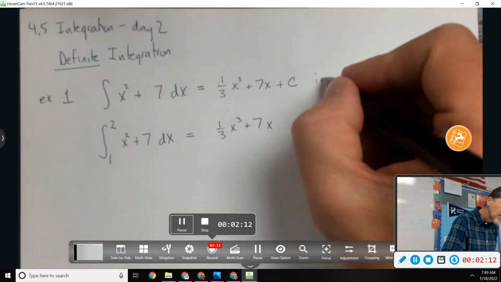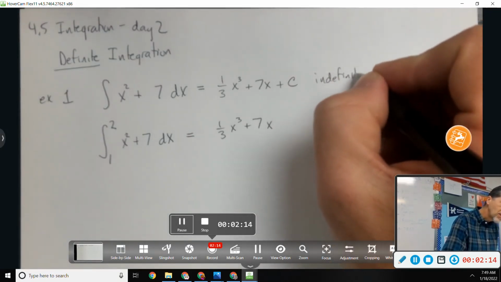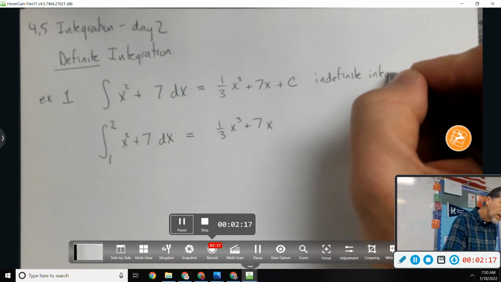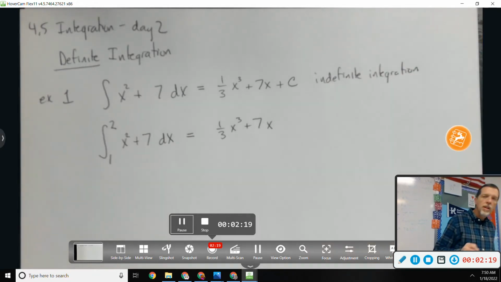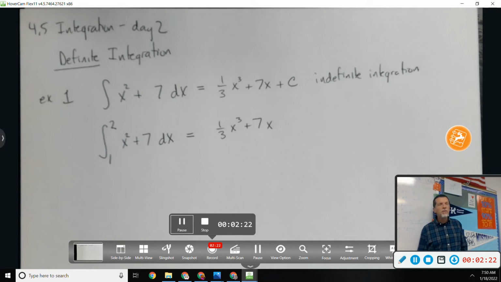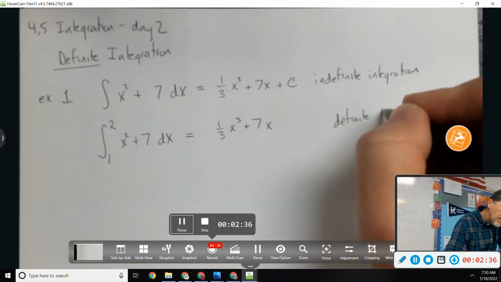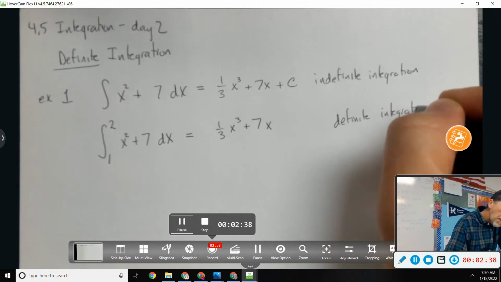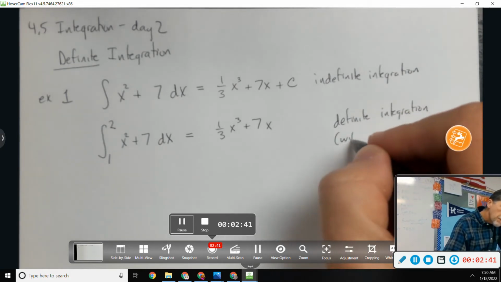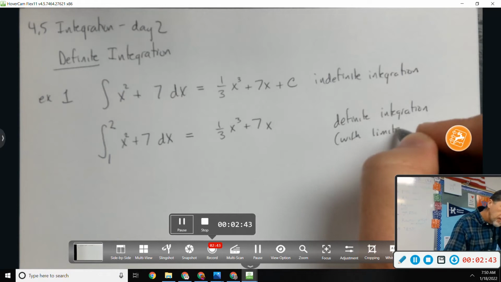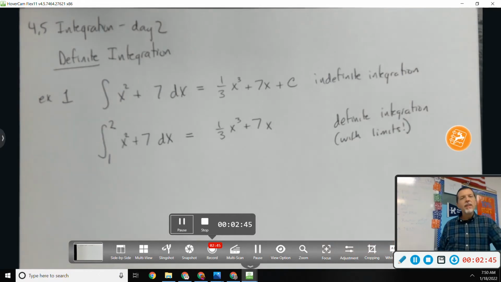If there aren't limits, then it's indefinite integration. Which really fits well with the area thing, right? Because if you don't know where you start and where you finish, how are you supposed to know what the area is? It's indefinite. But definite integration is when we have limits. That's what makes it definite.